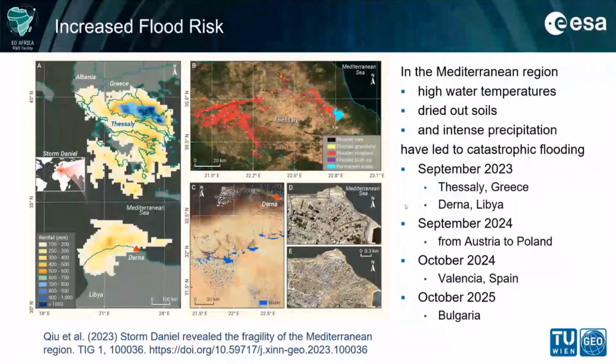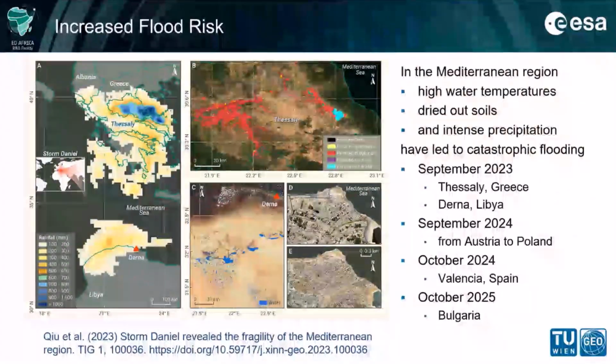We've also seen in recent years that in some regions there has been increased flood risk. For example, if we look at Europe, we have seen a number of very serious floods, in particular in the Mediterranean regions in recent years. Here are two flooding cases that were caused by the storm Daniel, which was charged by very warm water temperatures above the Mediterranean. The soils were dried out, and then due to the ensuing intense precipitation, there was enormous flooding in both Greece and in Libya.